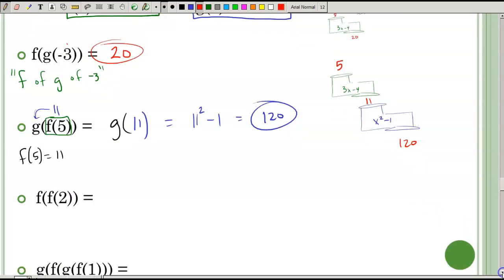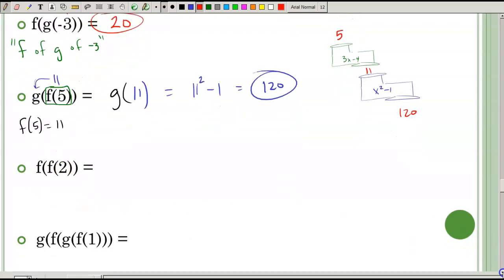All right, and then, what happens if I do f of f of 2? I'll let you try these last two here. If you want to pause the video and try these problems here, this last one kind of being a challenge problem, but see if you can do it.